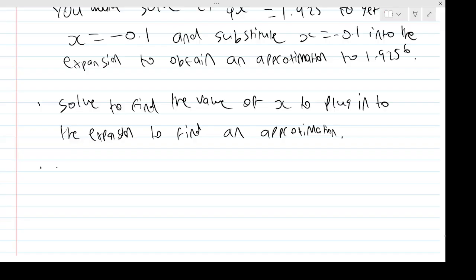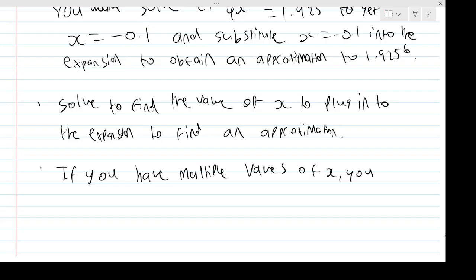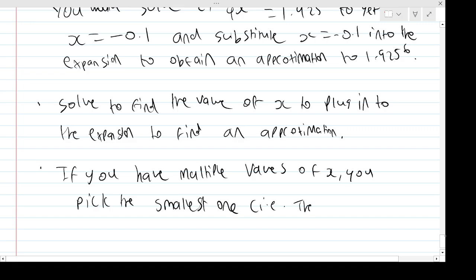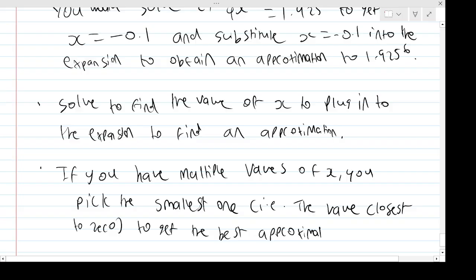And if we have multiple values of x to choose from, to plug in, you pick the smallest one, i.e. the value closest to 0, to get the best approximation. And those are basically the two key details of this section, okay?